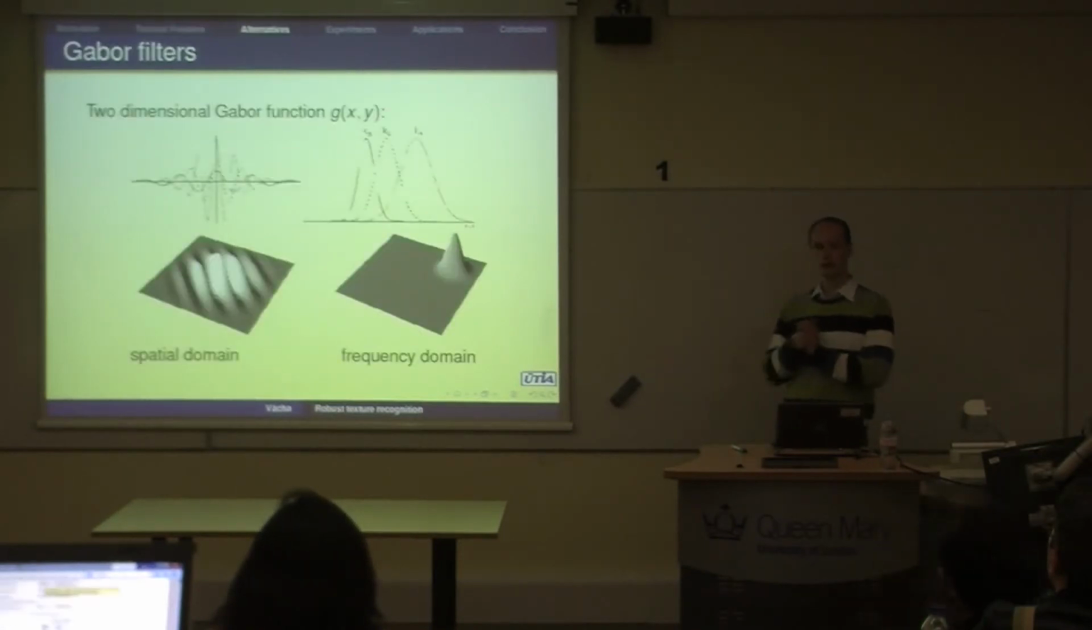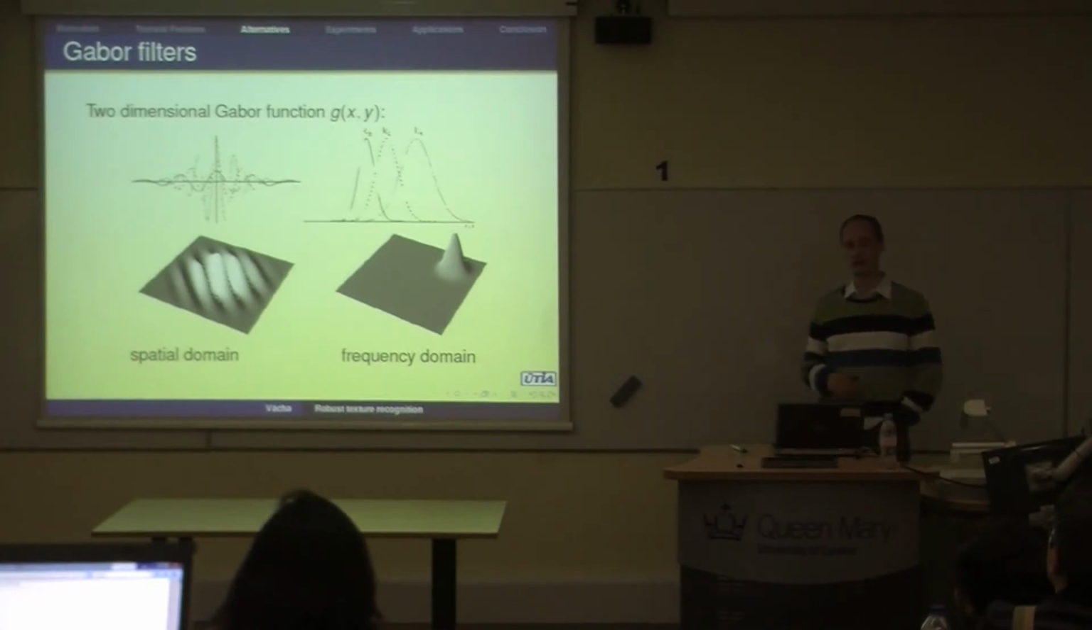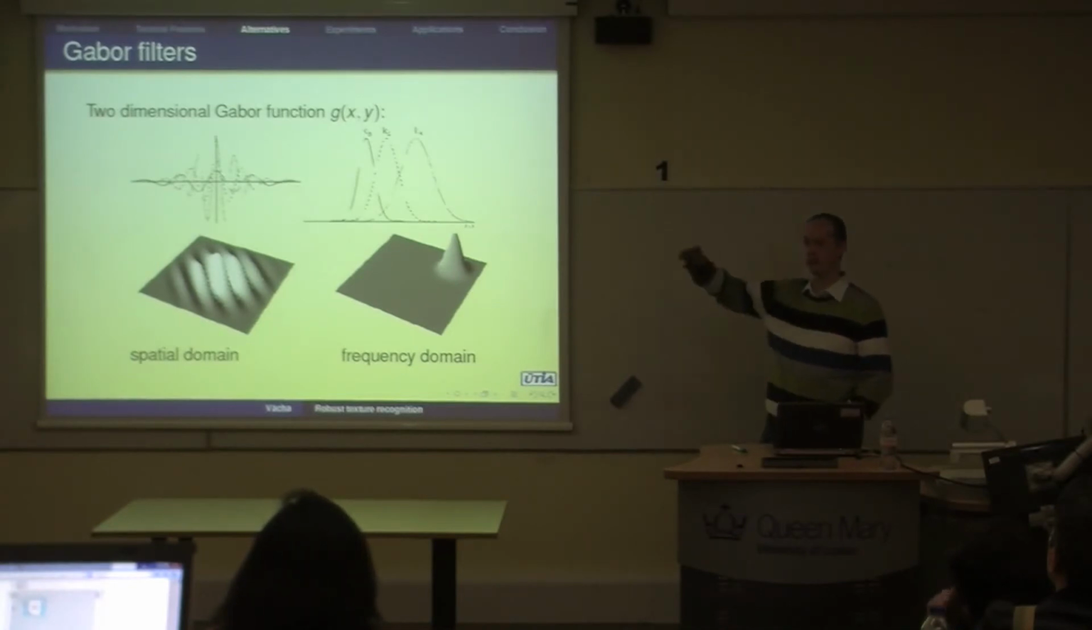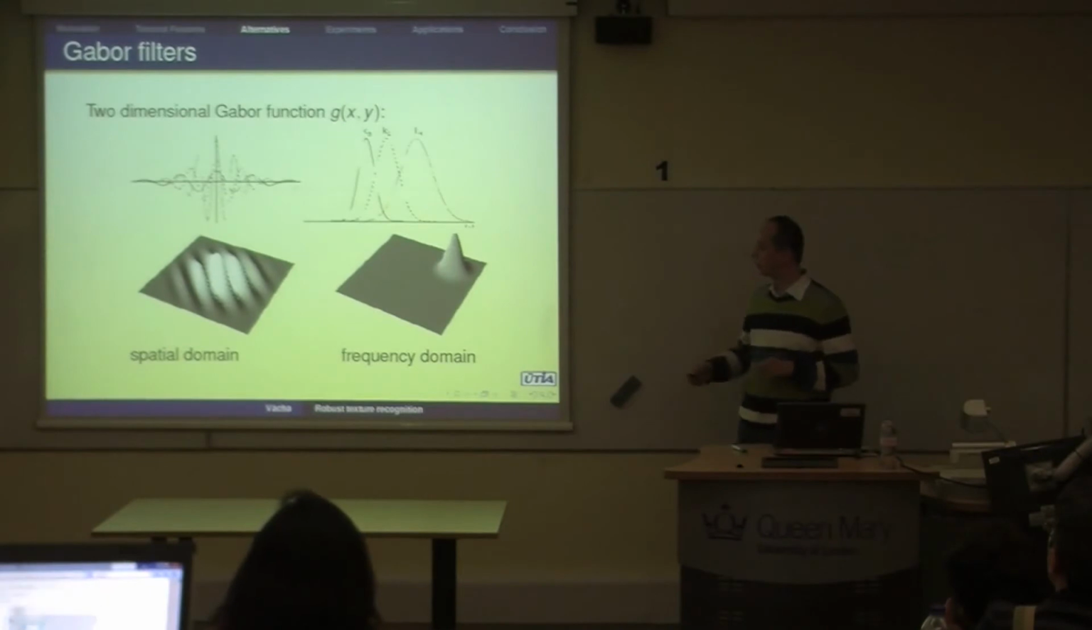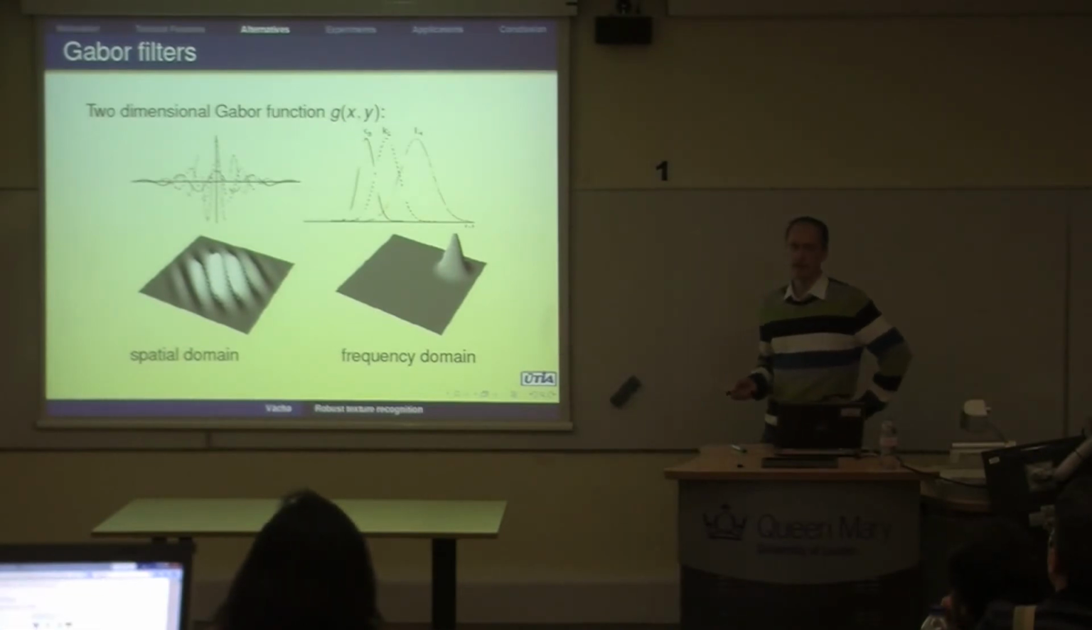As I understand, not all of you are from computer vision, so I will briefly go through the alternative features which are used for texture recognition. One of these classic features are based on Gabor filters. A Gabor filter is a kind of wave in a Gaussian envelope. This is how it looks in a 2D case.